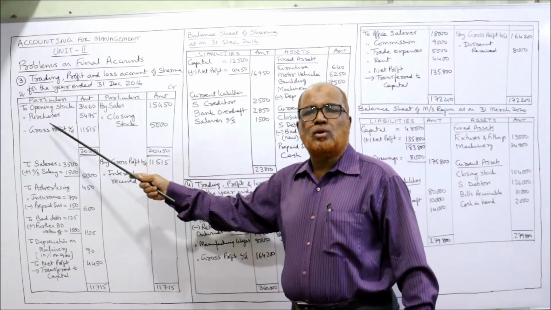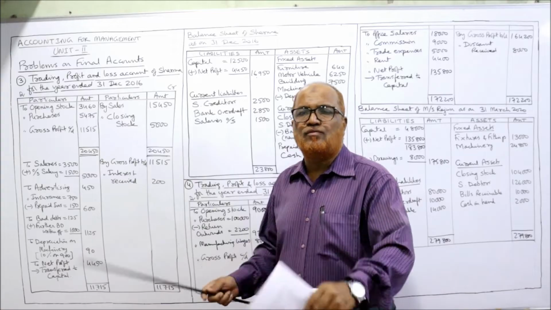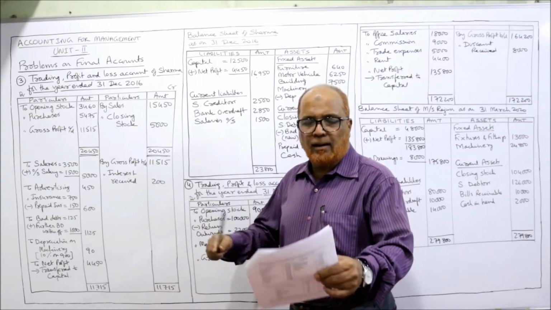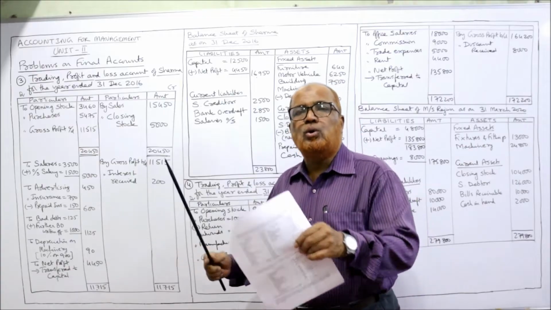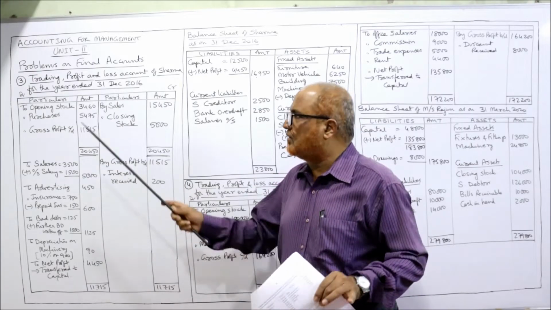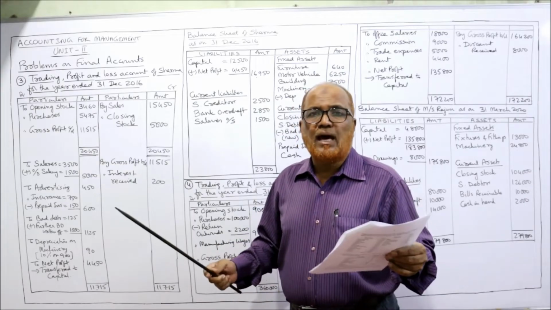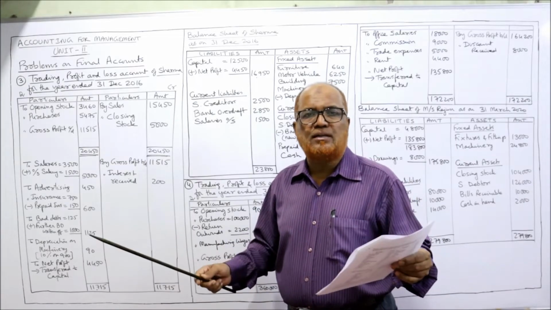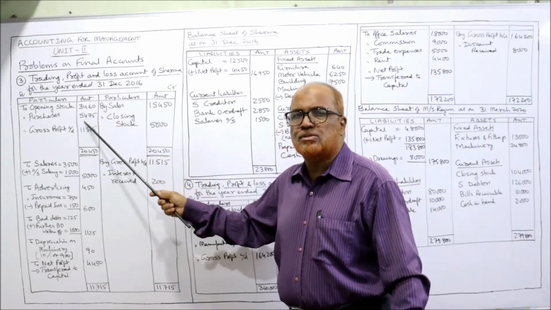Debit side as usual, first item opening stock. Opening stock is given in the problem 3,460. And purchases are 5,475. There is no return outward. Only purchase are given. So directly purchase I have taken. That's all. No other item. No carriage inward, no wages, no direct expenses, nothing. So only two items credit side, two items debit side.